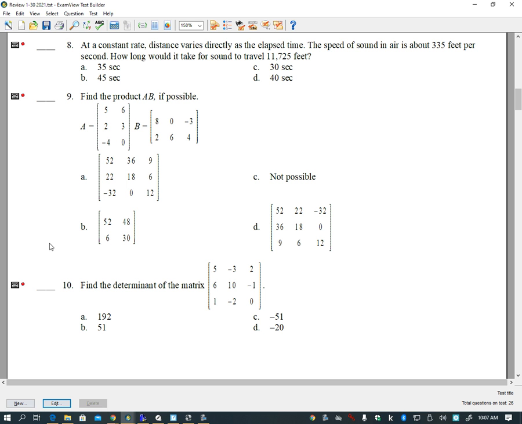At a constant rate, distance varies directly as the time elapsed. So we'll talk about direct variation. Distance equals rate times time. The speed of sound in air is 335 feet per second, so we would replace the rate with that. So we get distance equals 335t.